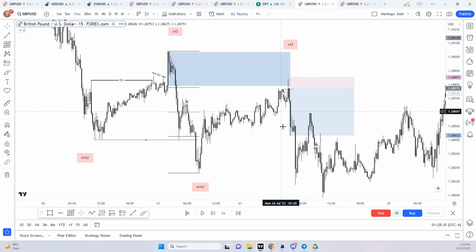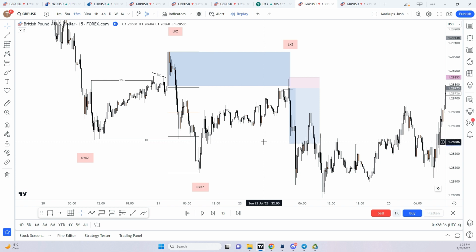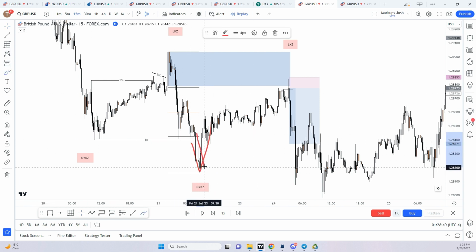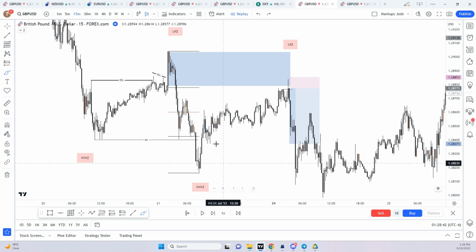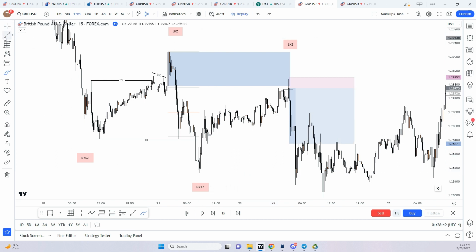You could play this rejection candle on the candle close and just target a nice easy 5R, which would take you back into this expansive sort of reversal pattern down here. You could also hold for the swing low, which would give you slightly more risk to reward.